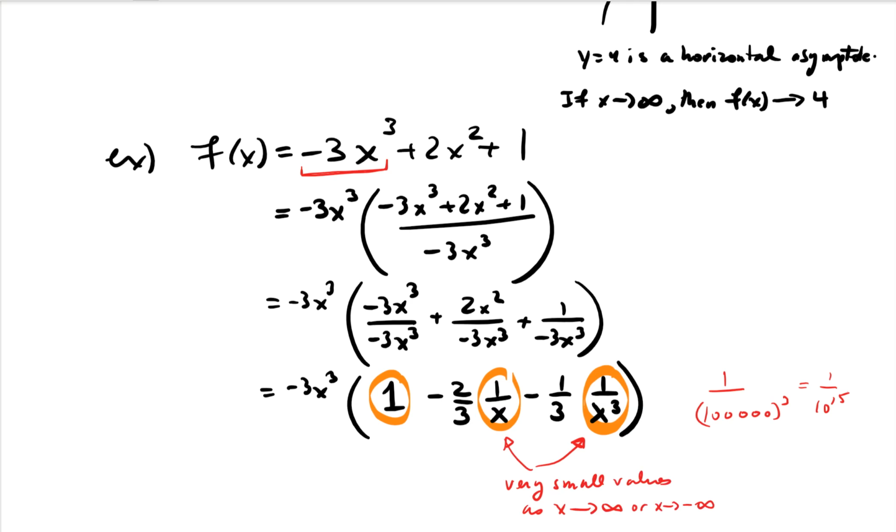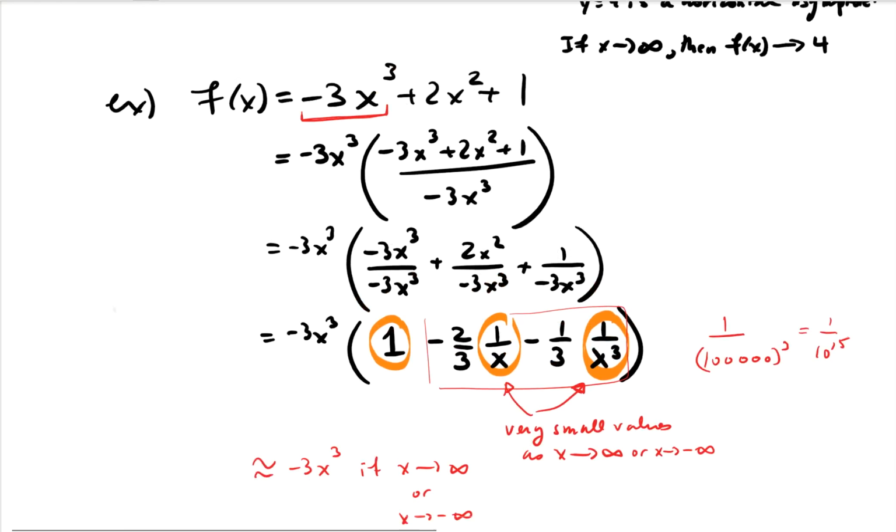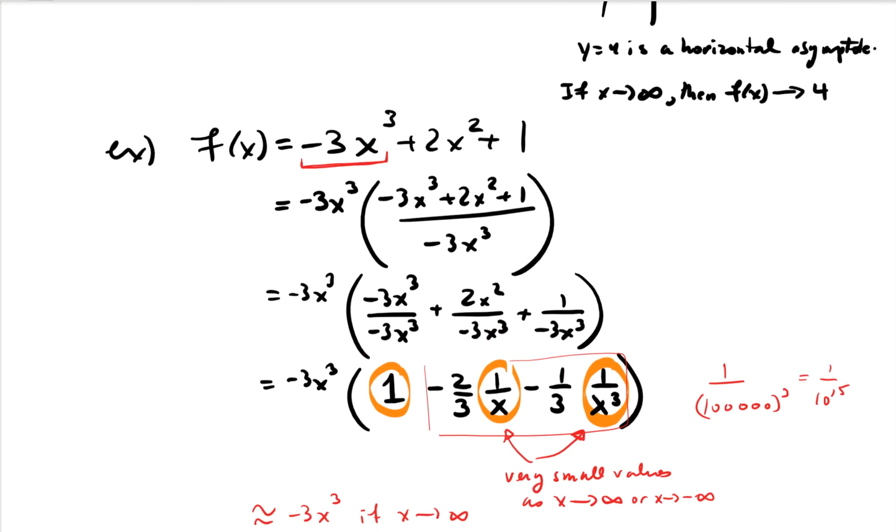Doesn't matter. So in the long run, these terms here play no role in the behavior of my function because they become almost 0. So if I look at what remains, this is approximately equal to minus 3x cubed, almost the same thing, if x goes to infinity or x goes to minus infinity. So in other words, my polynomial function at infinity or minus infinity behaves like my leading term. Okay?